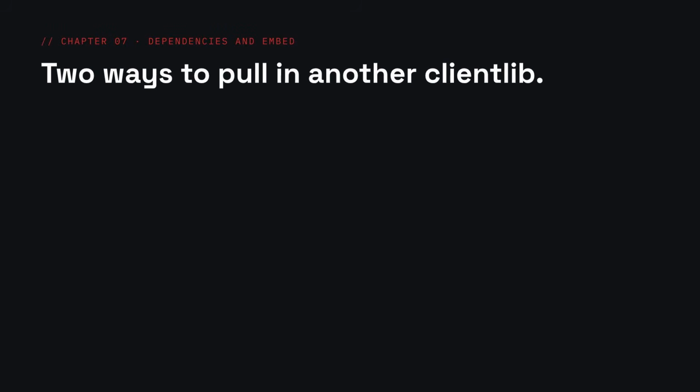Last piece. A client lib can pull in another client lib. There are two ways to do it and they are not the same. Let's prove it on our own callout. I'll make a second little client lib, call it the theme, that adds one visible touch, a star, before the callout's title. Then I'll have our callout pull that theme in, first one way, then the other.